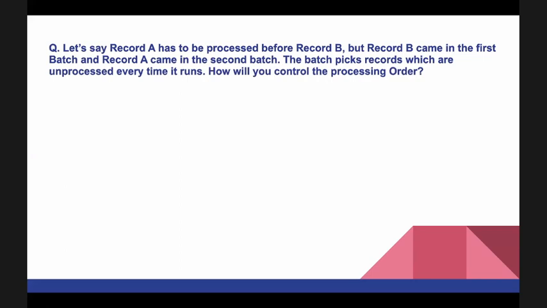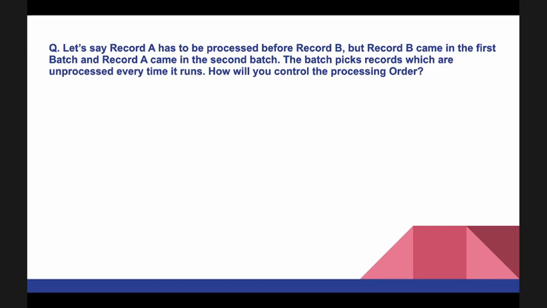For the next question, let's say a record A has to be processed before record B, but record B came in the first batch and record A came in the second batch. The batch picks records which are unprocessed every time it runs. How will you control the processing order? The first point to note is that processing order cannot be controlled. But we can bypass the record processing, because that is our objective. To understand the question, we have to process record A before record B, but record B came first. So what can we do?